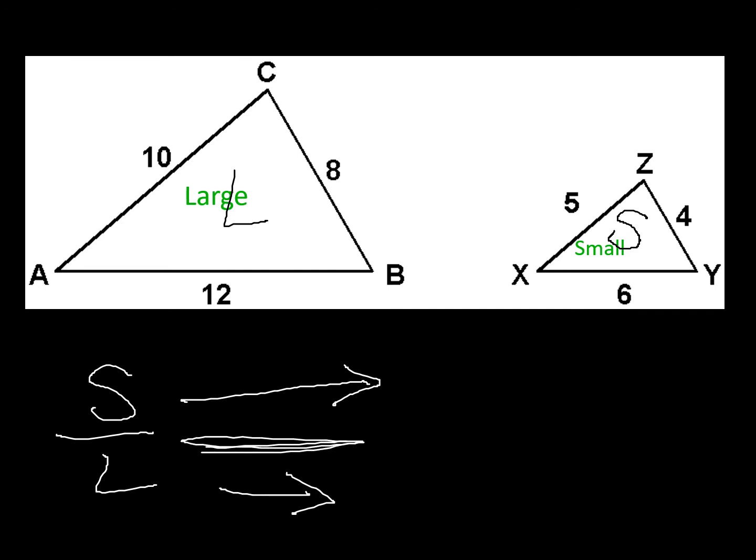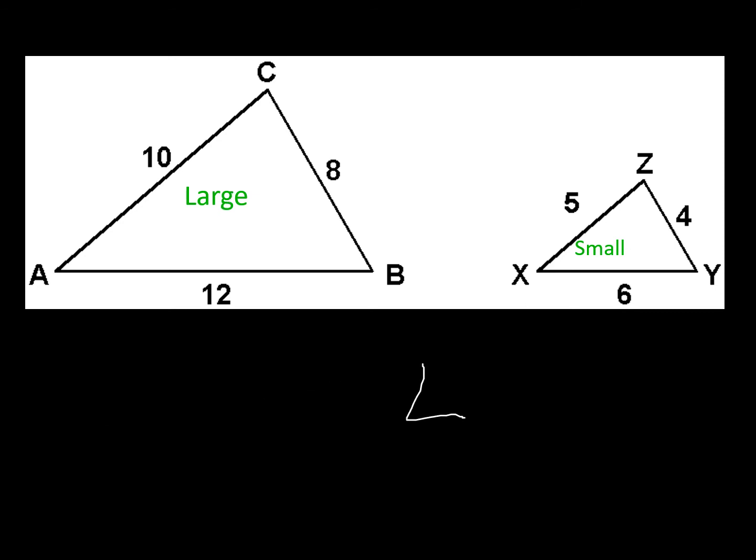If you mix them up, the whole problem is going to be messed up. If you started with large over small, that's okay, as long as all the larges stay up top and all the small stay on bottom. So, but I usually do small over large. So setting these up, are these going to be similar? Let's check all the ratios.